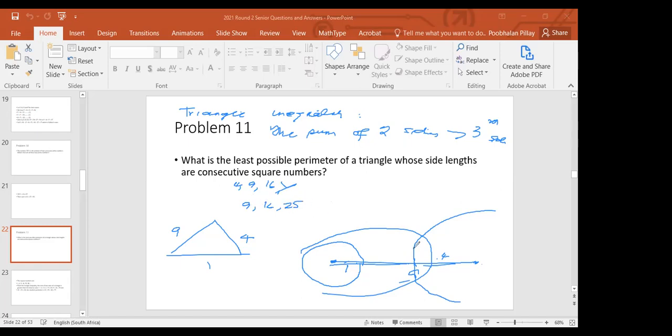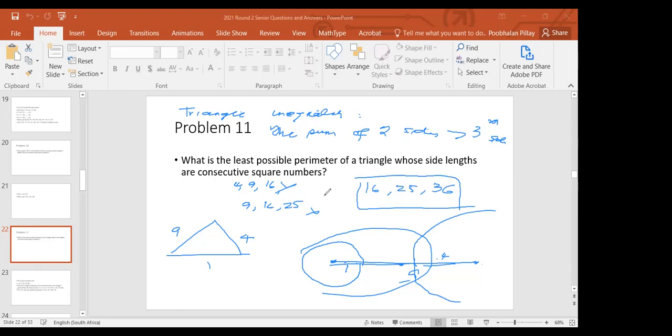The 9 plus 16 gives you exactly, when you draw the circle, they just touch here. 9 and 16 gives you 25. So you don't have a triangle here. So the first one is 16, 25, 36. 4 squared, 5 squared, 6 squared. And there you see, you can certainly draw a triangle like this because the sum of any two of these sides is greater than the third.